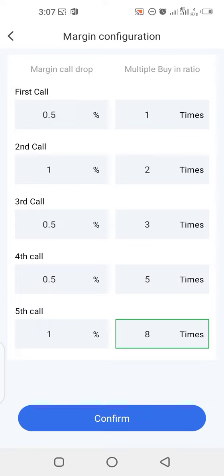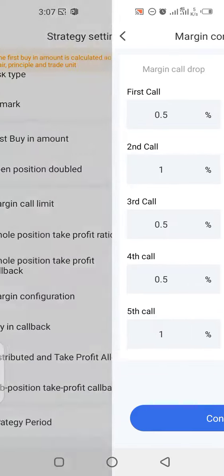This is what we call the multiple buying ratio. This one is the Fibonacci. It works. So you keep on moving the average price closer to your current price. This is close to $285. So you pick a signal, then you give it such a setting.